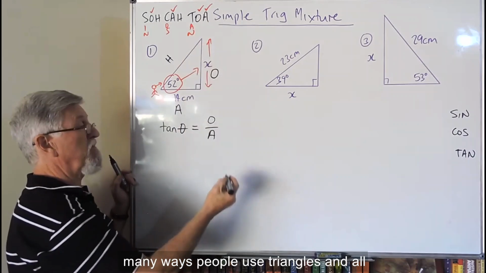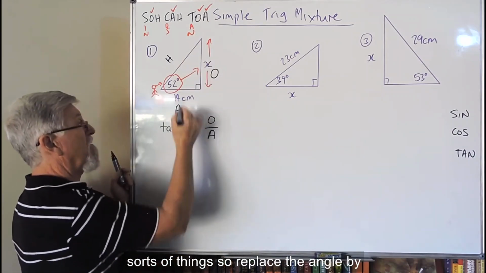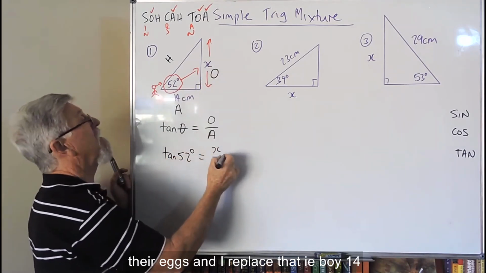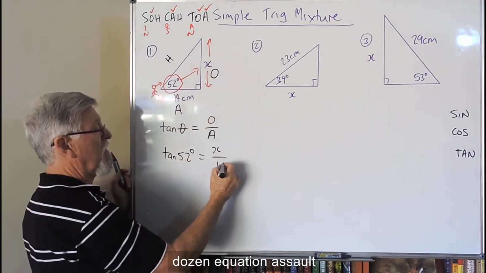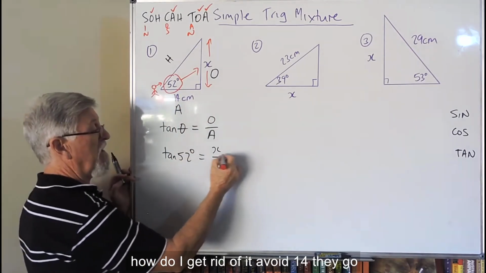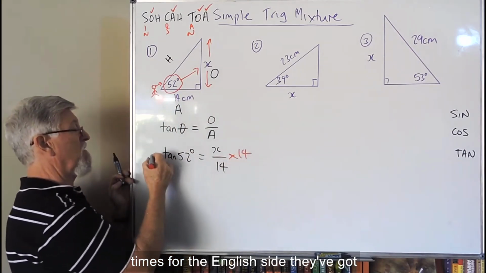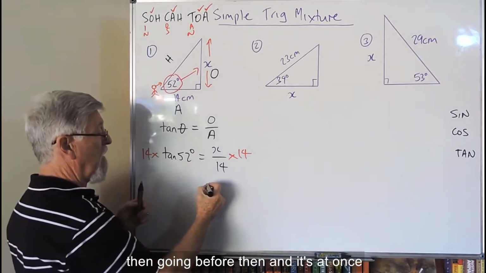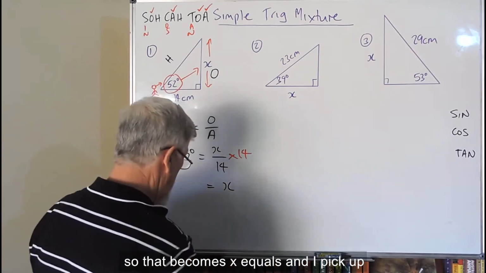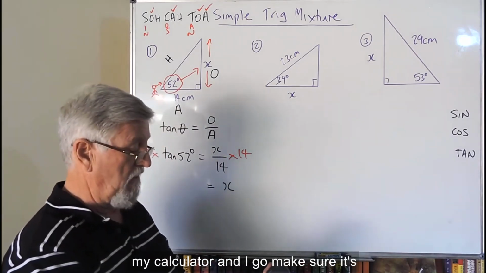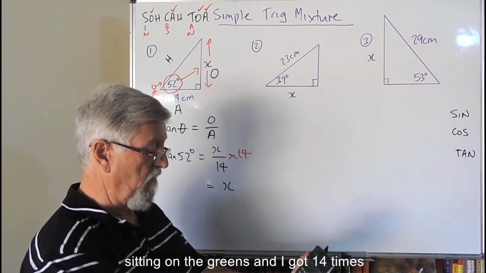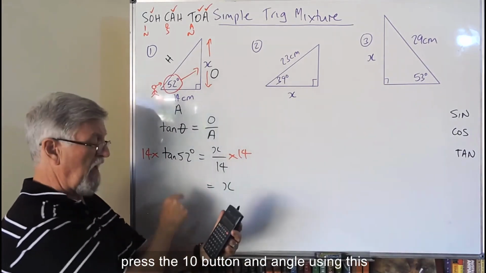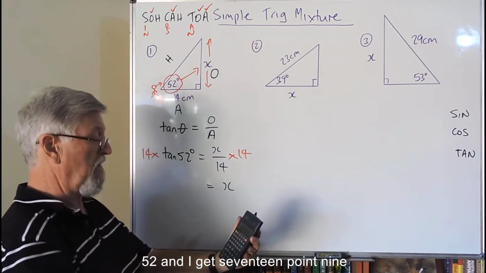There are so many ways people use triangles. So I replace the angle by 52, I replace the O by the letter X, and I replace the A by 14. I've got an equation to solve. How do I get rid of a divide by 14? I go times 14 this side, times 14 that side. How many times does 14 go into 14? Once. So X equals, and I pick up my calculator, make sure it's set on degrees, and I do 14 times tan of 52, and I get 17.9.